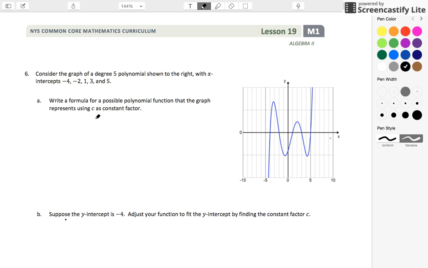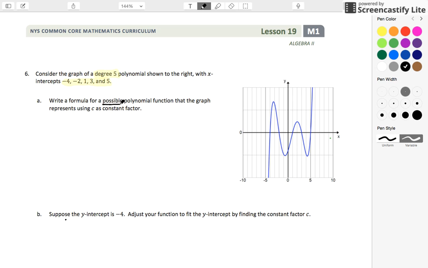Alrighty, hello. So we're going to do number 6 very quickly. So here it says, consider the graph of a degree 5 polynomial shown to the right with x-intercepts at x equals -4, -2, 3, and 5. Okay, so because of this information, we can figure out what A is asking us to do. So right here, it says write a formula for a possible polynomial function.